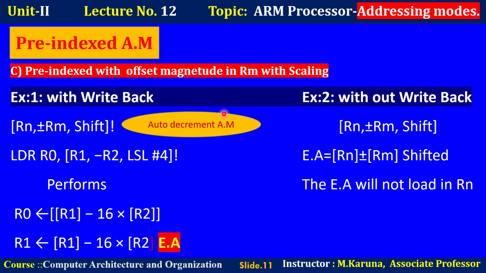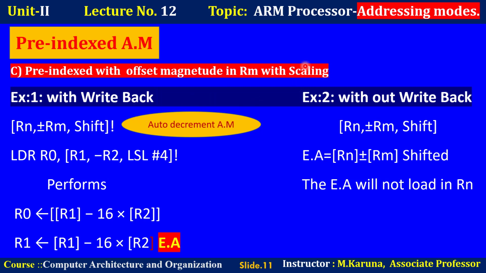Next, coming to another mode of approach, pre-indexed with offset magnitude in Rm with scaling. Here we are changing the content of Rm. Scaling means, for the scaling operation we use logical left shift or logical right shift. We already discussed left shift and right shift operations in the logic shift instructions video. You can go through that video again if you want to clear your doubts regarding these shift operations.